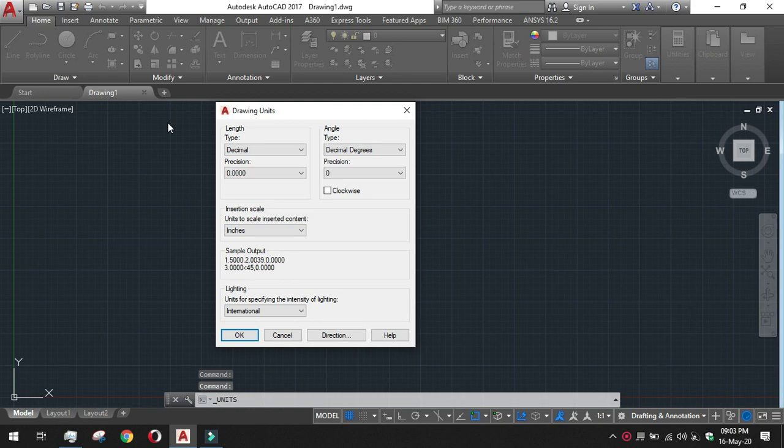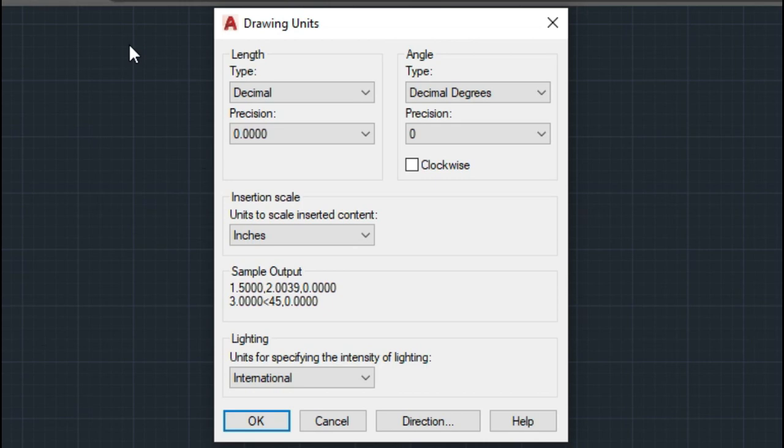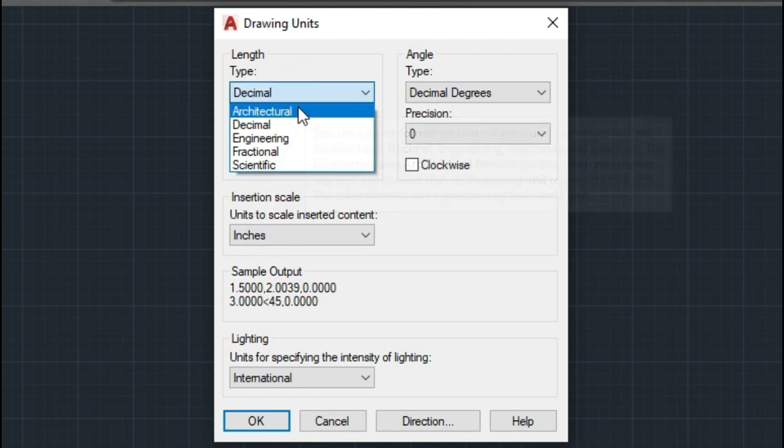We can see the dialog box named drawing units, from where we can set up our units and unit methods for the specific drawing. So for a start, we can see that we can set up length type, length precision, angle type, angle precision, and angle fashion, in which we will take the angle clockwise or anti-clockwise, and the unit of the insertion scale which we are using.